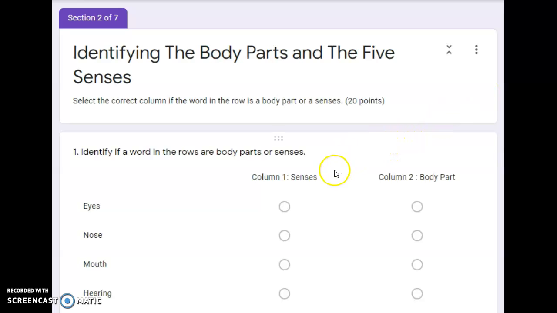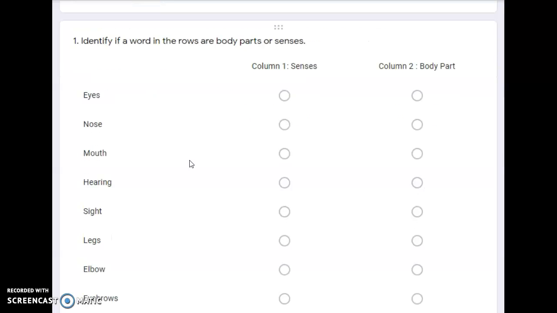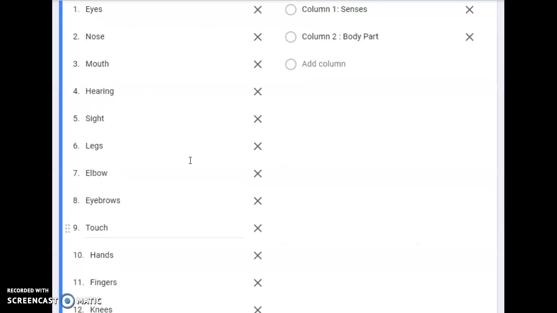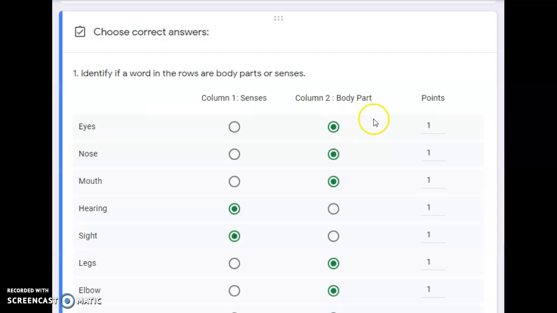For section 2, there are two columns. Column 1 is about senses, and column 2 is about body parts. These are the words that you are going to identify as either a body part or a sense. We know that we only have 5 senses, right? Each of these words is worth only 1 point.